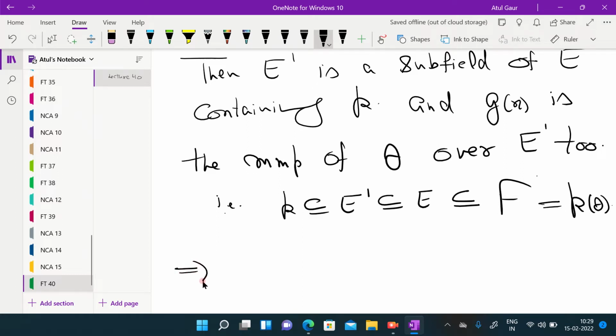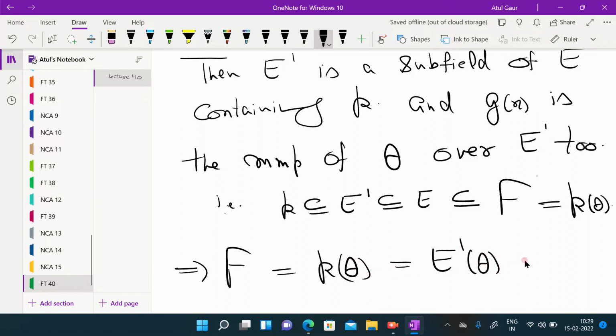So that means F, which is K(theta), equals E'(theta) and E(theta). Is that fine or not?